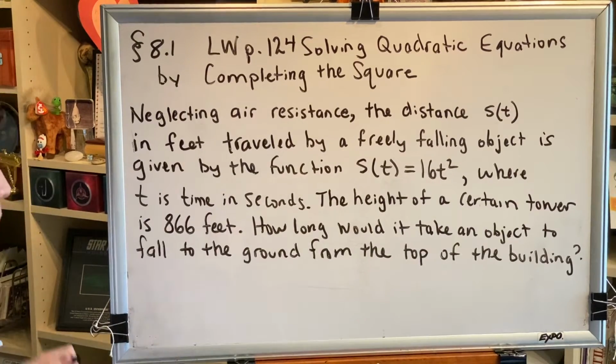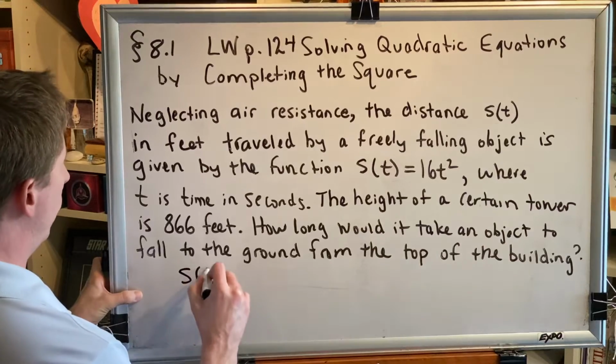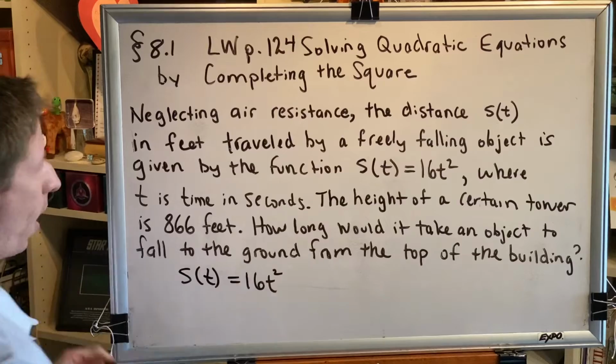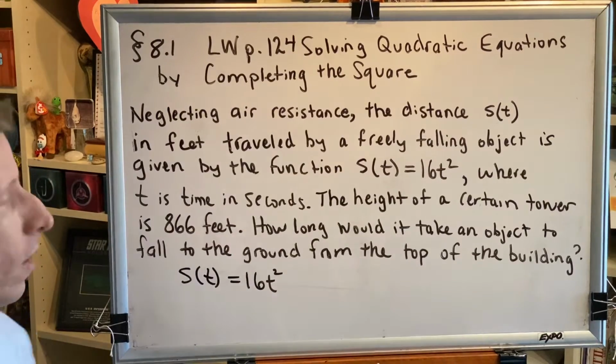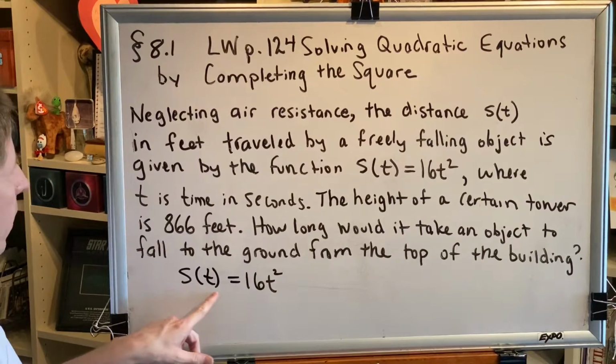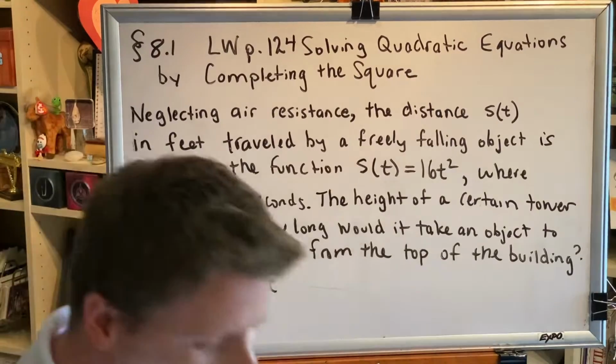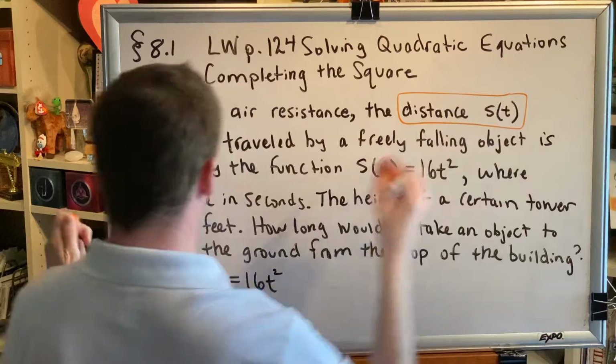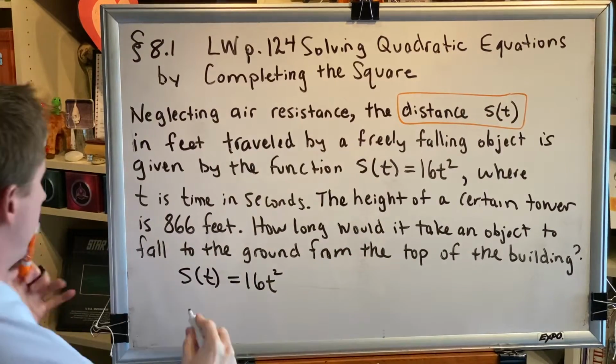Okay, so to solve a problem like this, my advice is, first, take the equation that's been provided for you and identify what are the pieces and parts and what do they mean. So the first piece and part we have is s of t. And in the problem statement, it says that s of t represents distance. So if I wanted to, I could write distance equals.